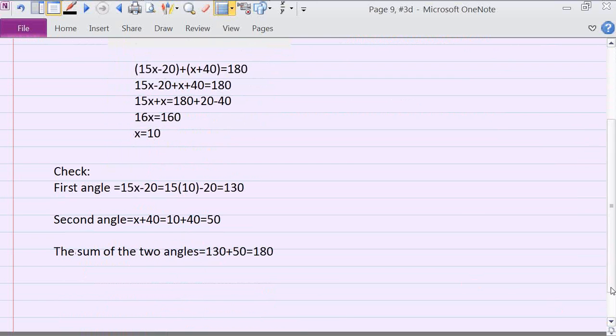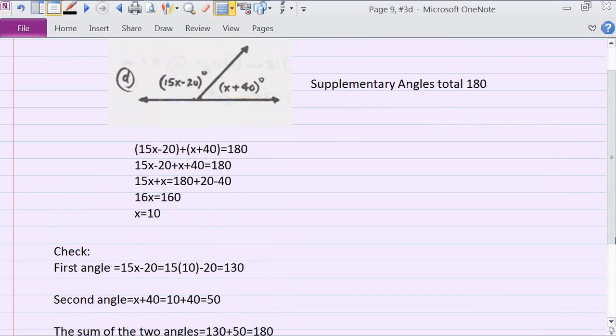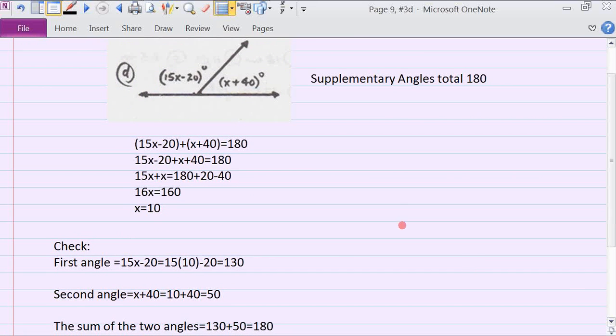So now I want to check this. So what I'm going to do is substitute x equal 10 into this angle here. First angle is 15x minus 20. I'm going to substitute x equal to 10 here. I get 15 times 10, which is 150, minus 20 is 130.